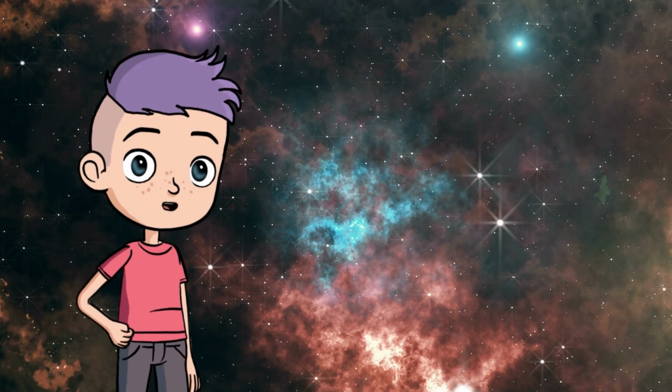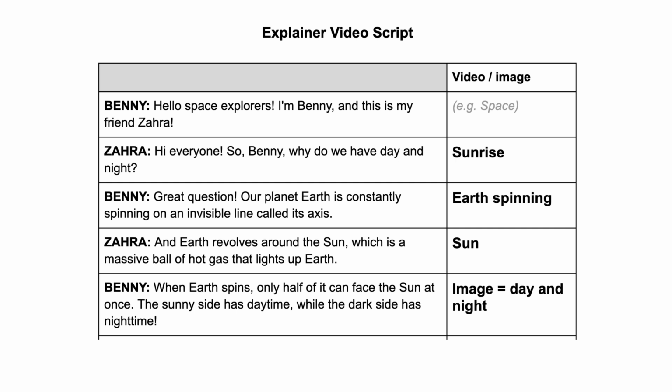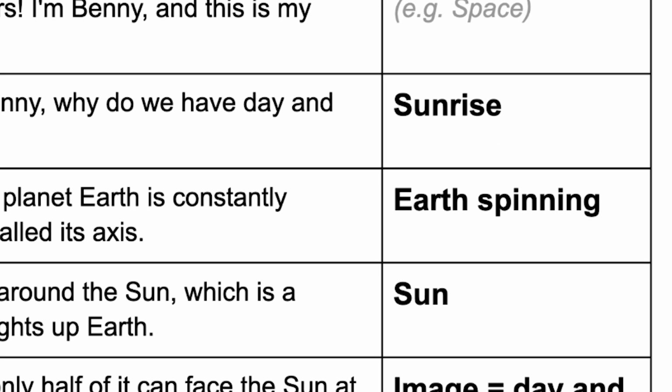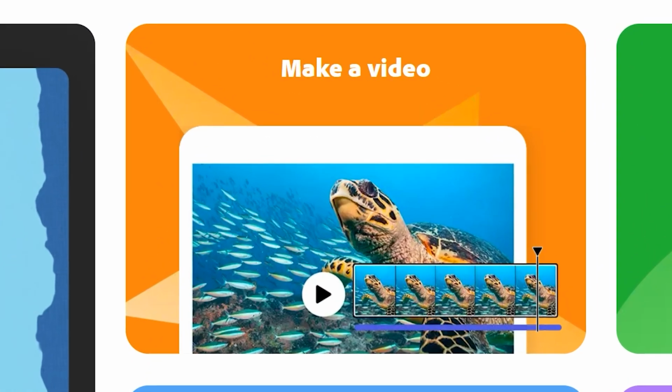And today we're going to make a short explainer video. So you'll already have been given a video script, and for each of the character's lines you'll have put in a little idea about what image or video could go along with that line. So to start with, we're going to go into here where it says make a video.